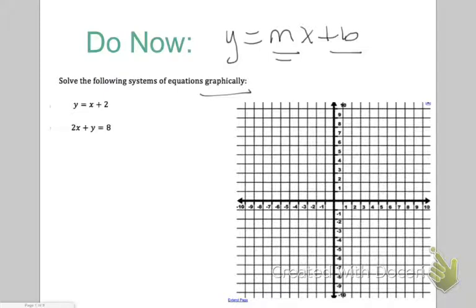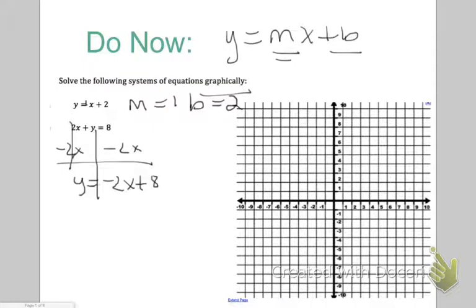So our first equation, we have a slope of 1, since the coefficient for x is 1, and we have a y-intercept of positive 2. In our second equation, it's in standard form, so we can't yet identify what m and b are. So take a moment to put this equation in y equals mx plus b form.